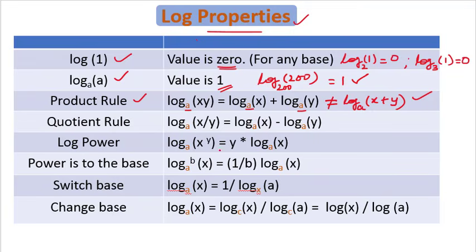The fourth thing is the quotient rule, which means log of x by y to the base a is equal to log x to the base a minus log y. These are a lot of things which we do similarly in the exponents also, right? So if you can just relate it to exponents, you will find it easier. And again here also you have to remember that this is not equal to log of x minus y.